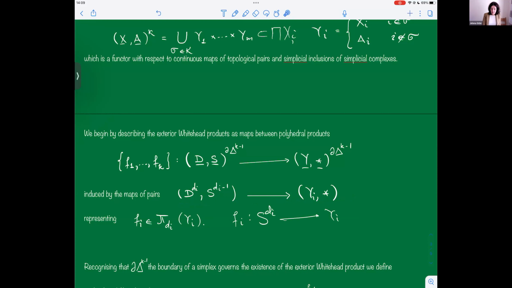Okay, so now applying that our functor, that polyhedral product is a functor with respect to continuous maps of topological pairs, we have this induced map of polyhedral products, and that map coincides with the exterior Whitehead product defined by Hardy.